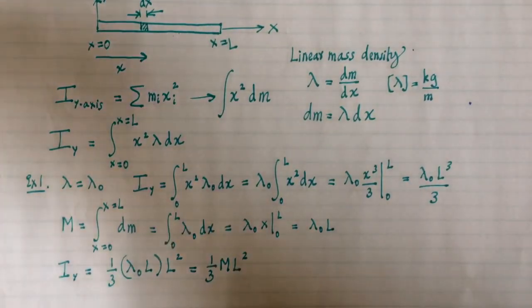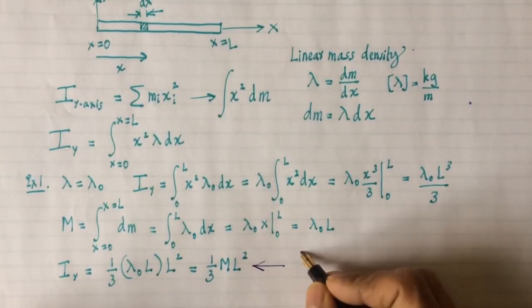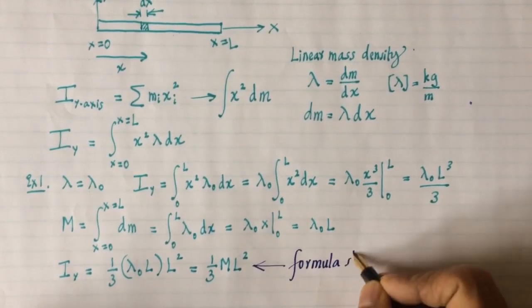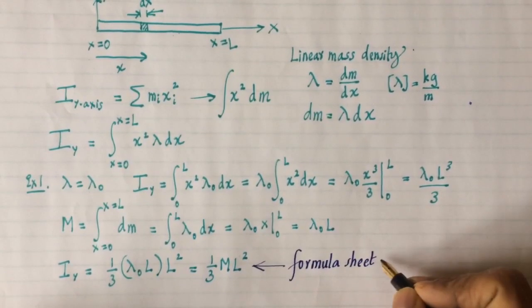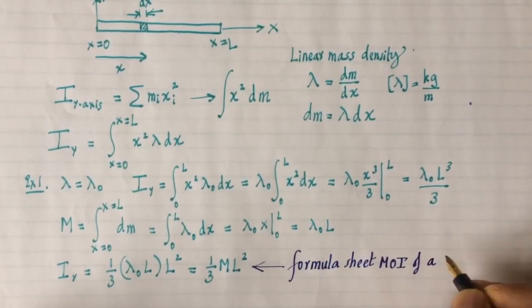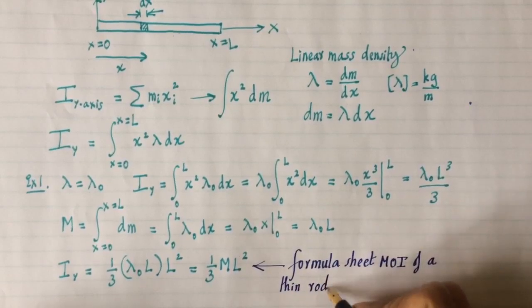If you go to your formula sheet, you should be able to find it. It's a formula sheet, moment of inertia of a thin rod about one end.